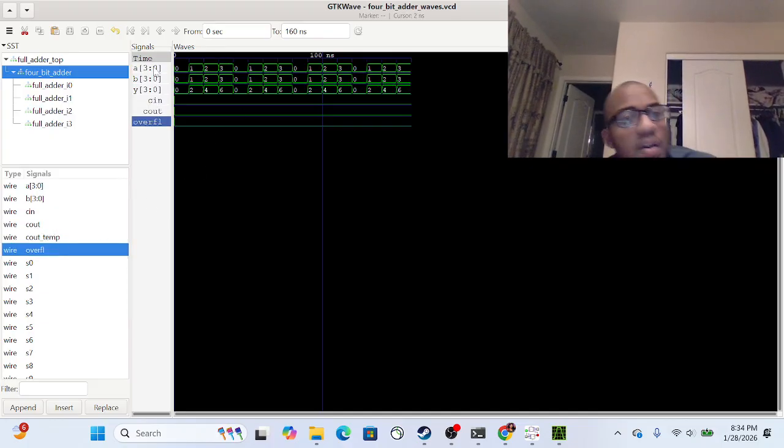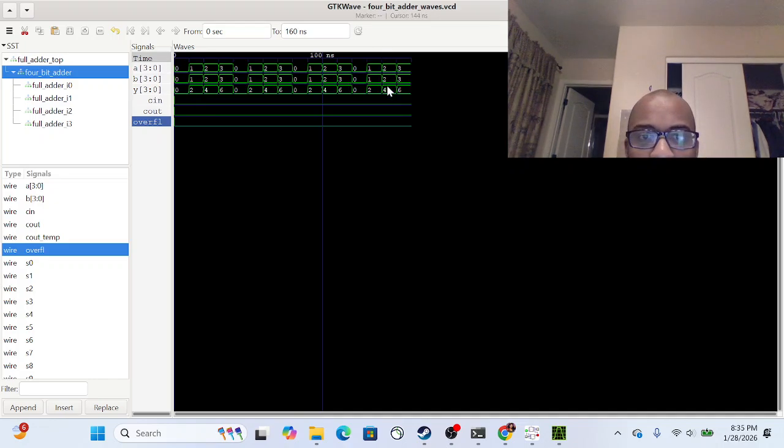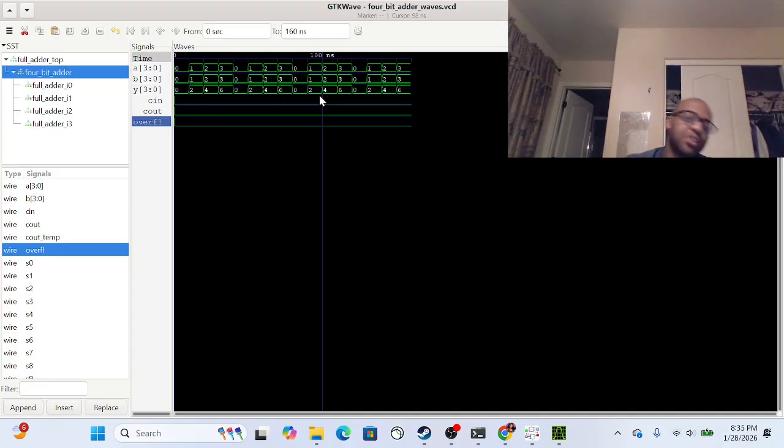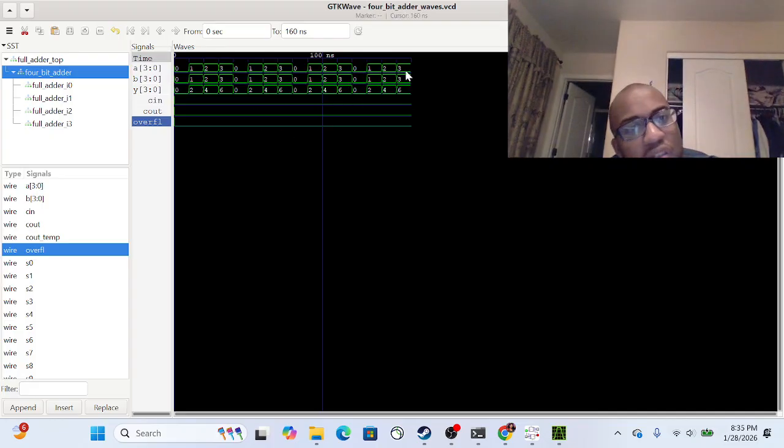As seen here, Y is A plus B. 1 plus 1 equals 2. 2 plus 2 equals 4. 3 plus 3 equals 6. This proves that the circuit is working as intended, just fine, so we don't need to worry about that.